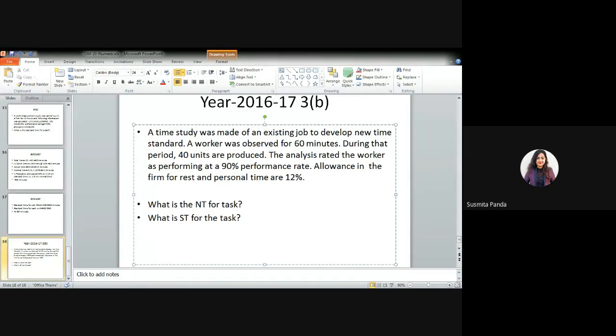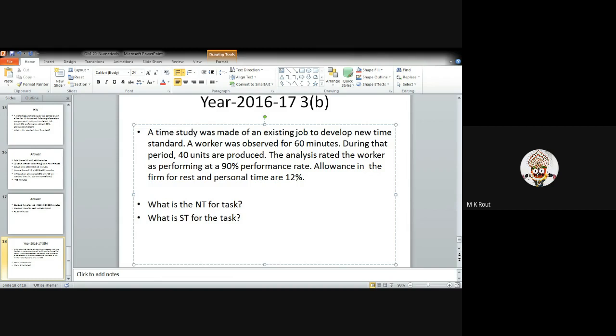So then it would be 60 minutes, 60 into 1.50 into the performance rating, which is given as 0.9, divided by 40. Why 40? That is the number of acceptable units produced, given as 40. Okay, I got it. So 2.025. So that's the normal time.